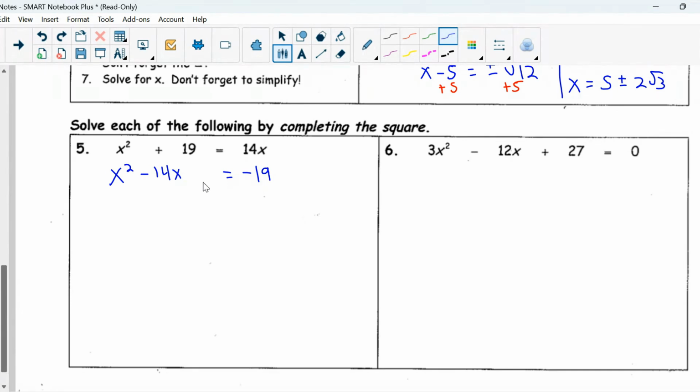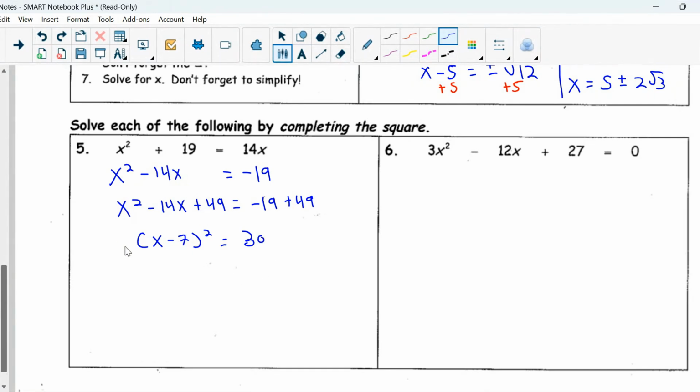Okay? From here, I'm going to take half of my b value, so negative 14 divided by 2, which gives me negative 7, and square it. And that's going to give me 49 as my new c value. So x squared minus 14x plus 49 equals negative 19 plus 49. Okay, from here, I'll factor my left side. This factors to x minus 7 squared, and my right side simplifies to positive 30.